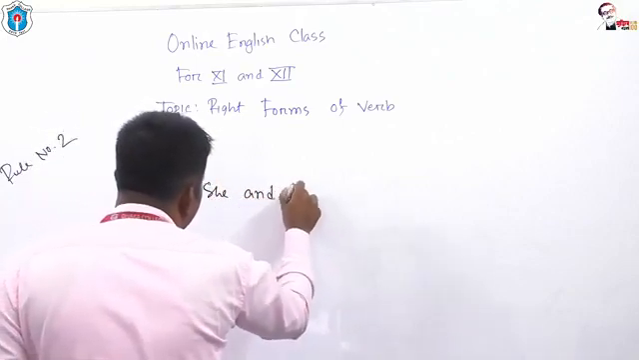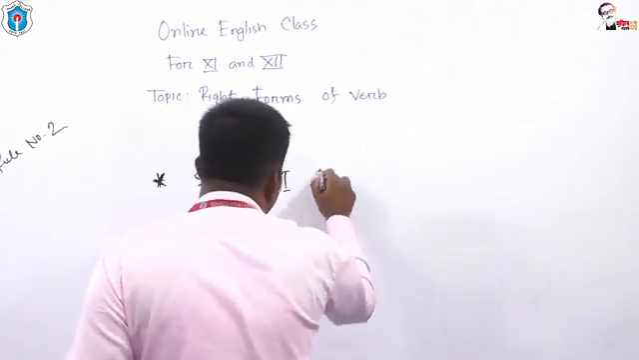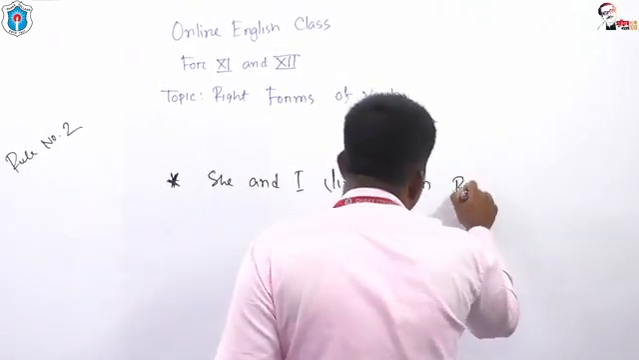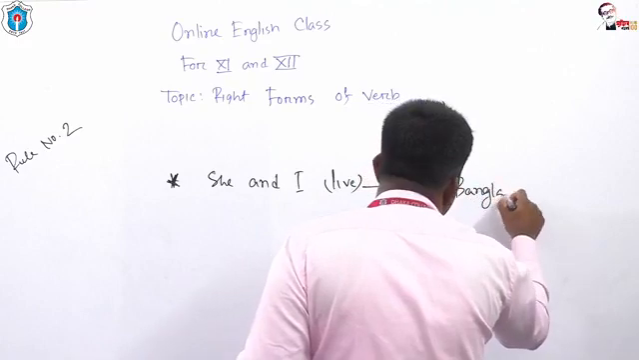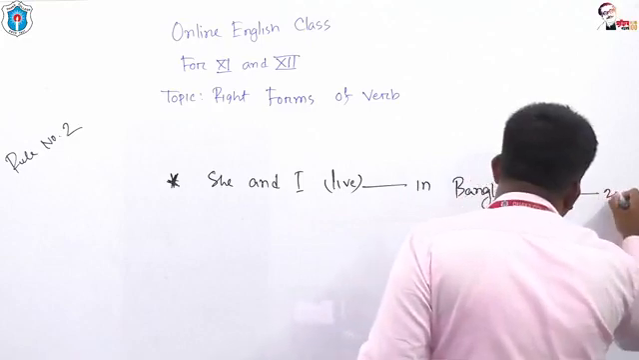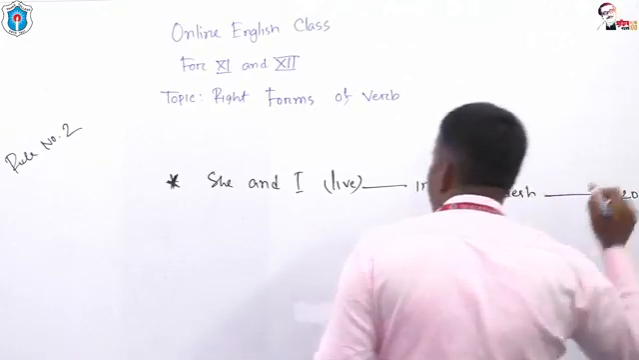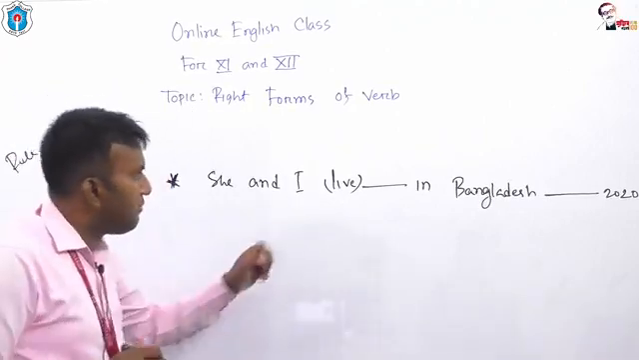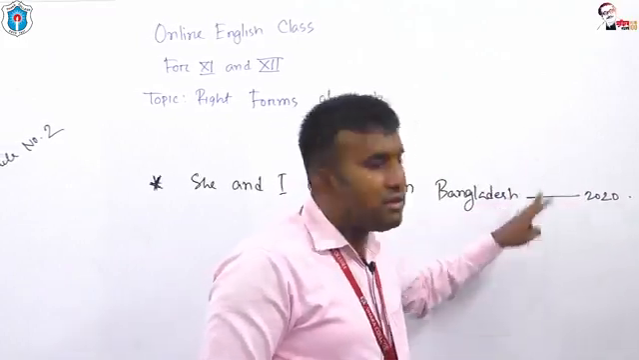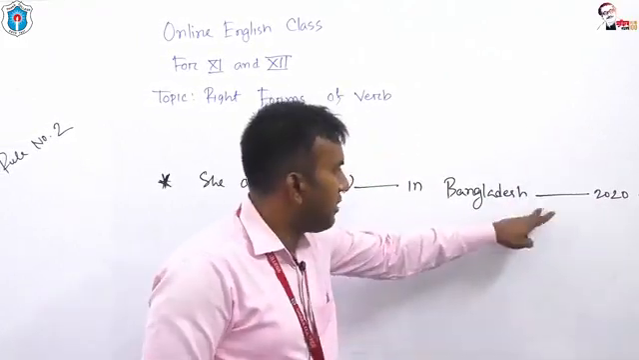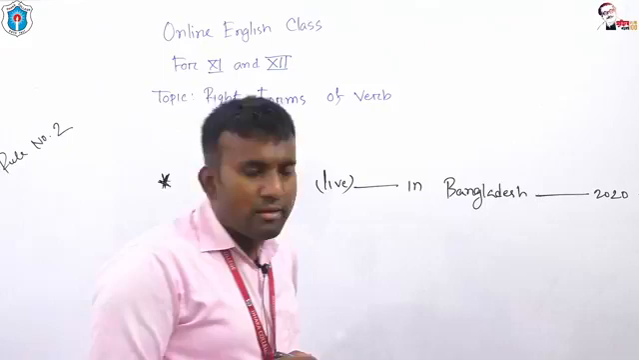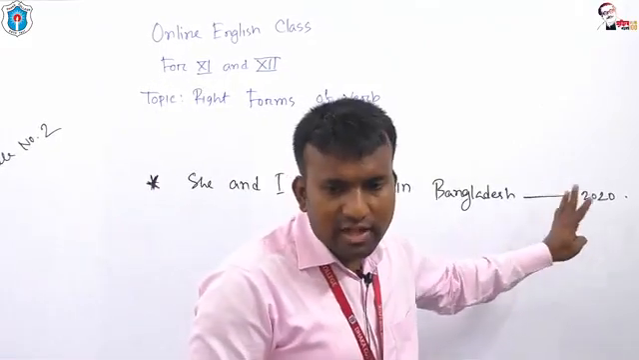She and I live in Bangladesh dash 2020. Look at me. She and I live in Bangladesh dash 2020. At first, try to identify whether since will be used or for will be used. Here, since 2020 or for 2020. Which one should I take here? Since or for? Dear students.